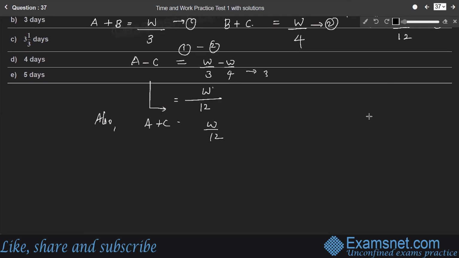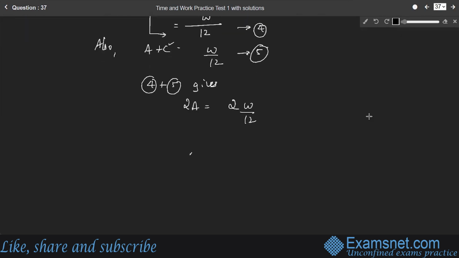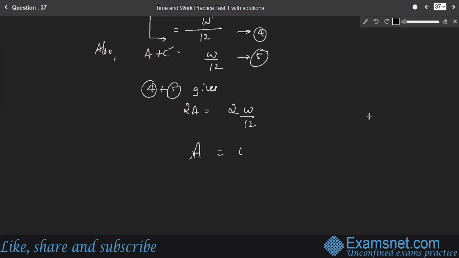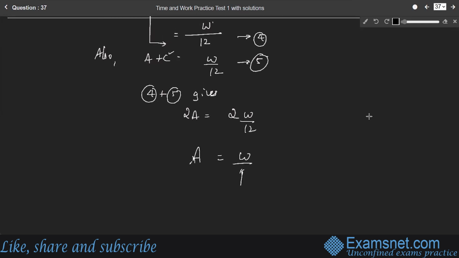Therefore, consider these as equations 4 and 5, two simultaneous linear equations. So we have 4 plus 5, so you can delete C here. 2A becomes 2 times W by 12. Therefore, the capacity of A is equal to W by 12. If 2 times A is 2 times W by 12, the capacity of A is W by 12.